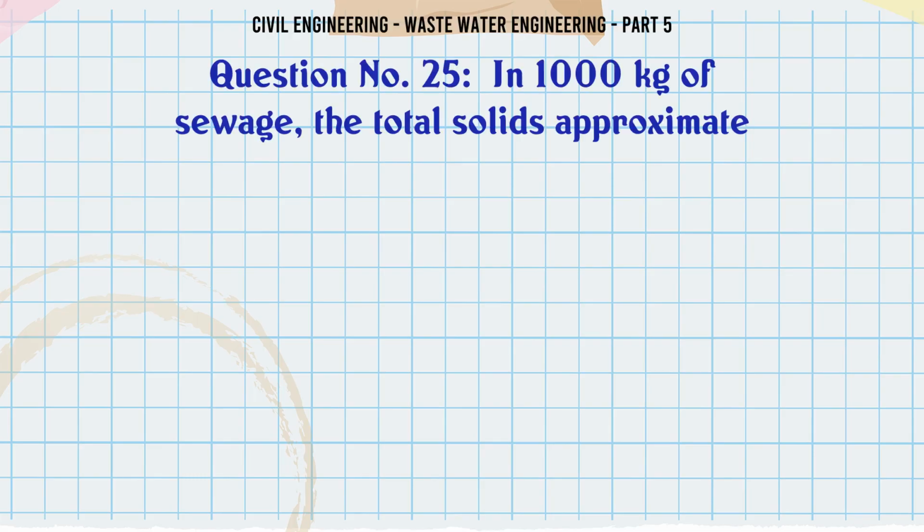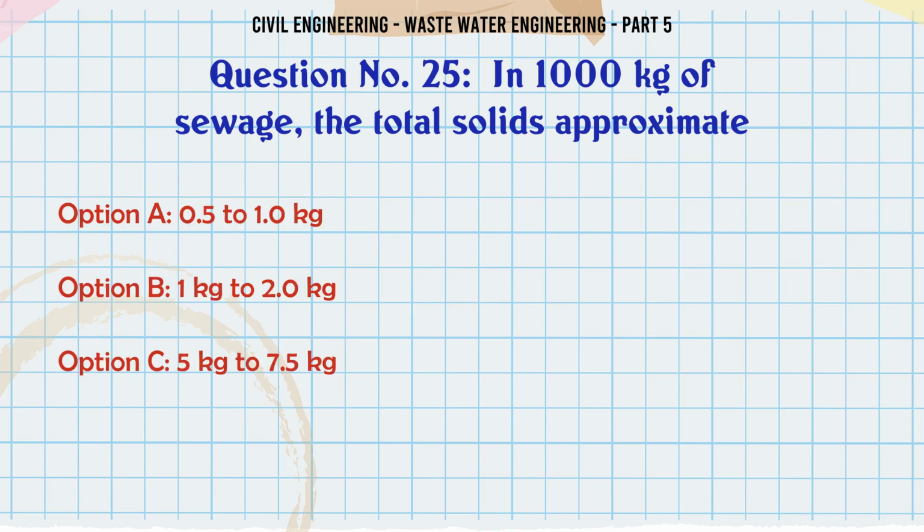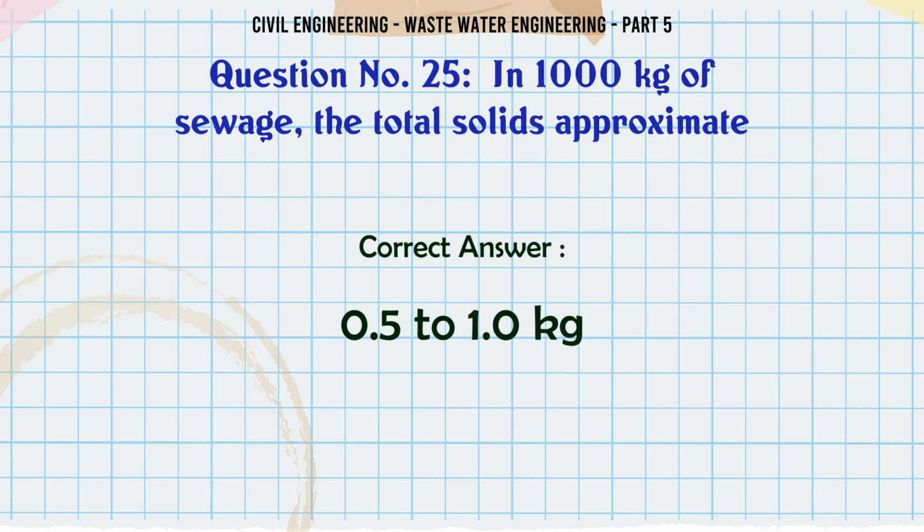In 1000 kilograms of sewage the total solids approximate A. 0.5 to 1.0 kilograms. B. 1 kilogram to 2.0 kilograms. C. 5 kilograms to 7.5 kilograms. D. 7.5 kilograms to 10 kilograms. The correct answer is 0.5 to 1.0 kilograms.